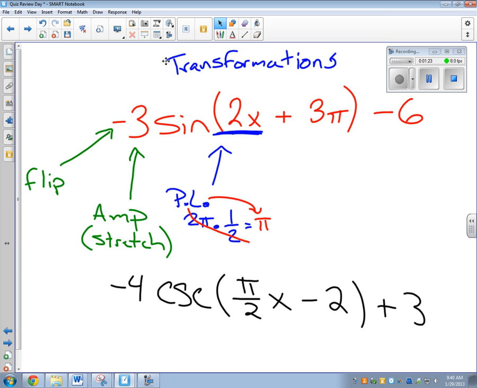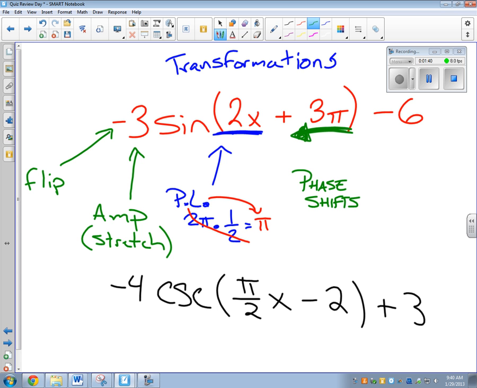The next thing I come to is this part right here, that plus 3 pi. Since it's plus, that tells me my graph is going to go to the left. Okay, and then this is what we talked about later in the chapter. We talked about phase shifts. Phase shifts are talking about going left and right, and they're going to change a little bit. They're kind of like period length.